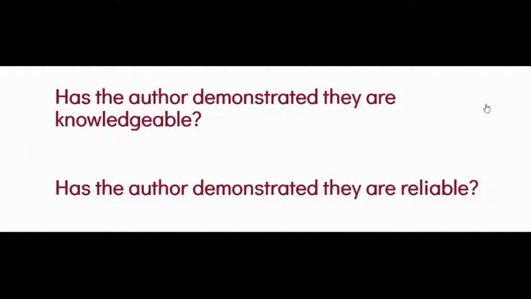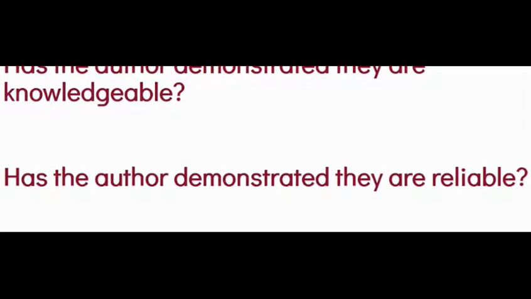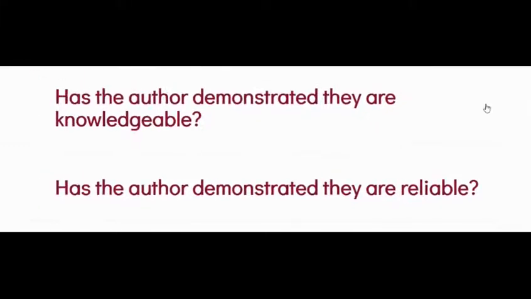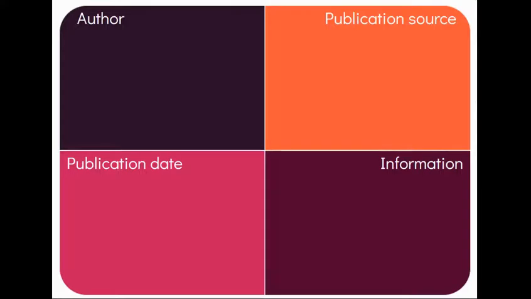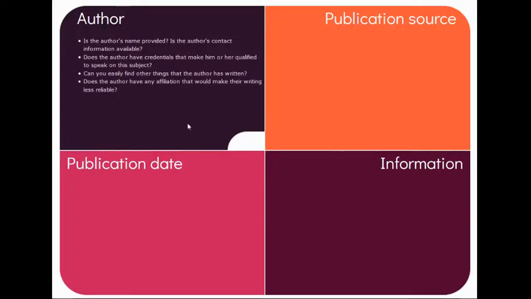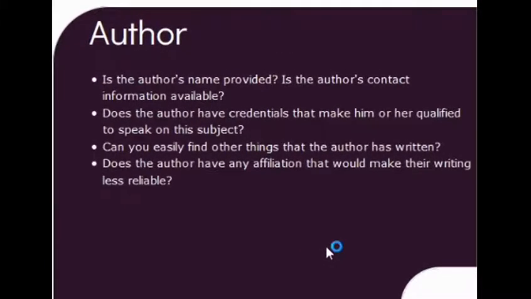The second critical question to ask about your texts: is there a clear and identifiable author who has been named? And can you confirm that this author is reliable? We can assess how reliable a source is by looking at four aspects of the text. First, we can look at the author themselves. Is the name provided? Is there contact information provided for this person?